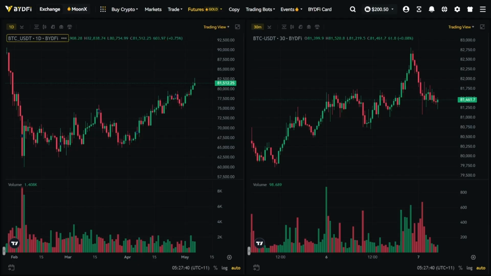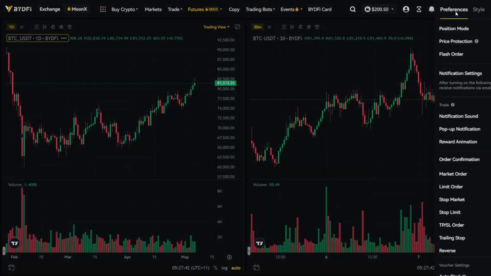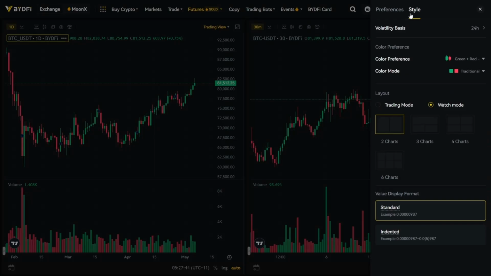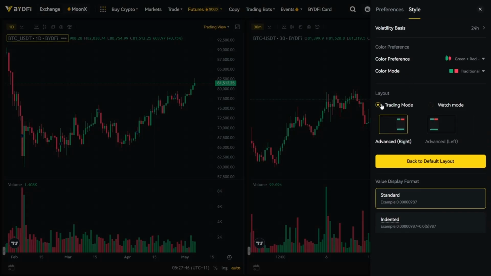To head back to our normal view, we just go back to the top and click on settings again, style, trading mode, and back to default layout.